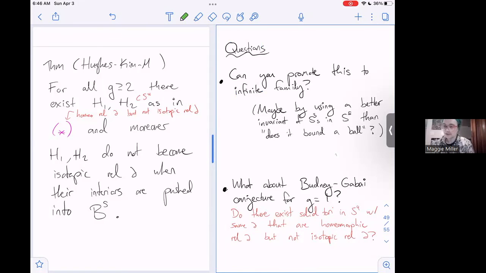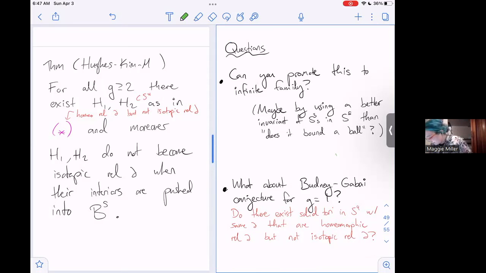I didn't emphasize this enough. The Budney-Gabai paper, they can actually produce infinitely many 3-balls that aren't isotopic rel boundary. Their obstruction is much different. They sort of prove a linear independence of diffeomorphisms. They're really studying a diffeomorphism group, so they need infinite families.